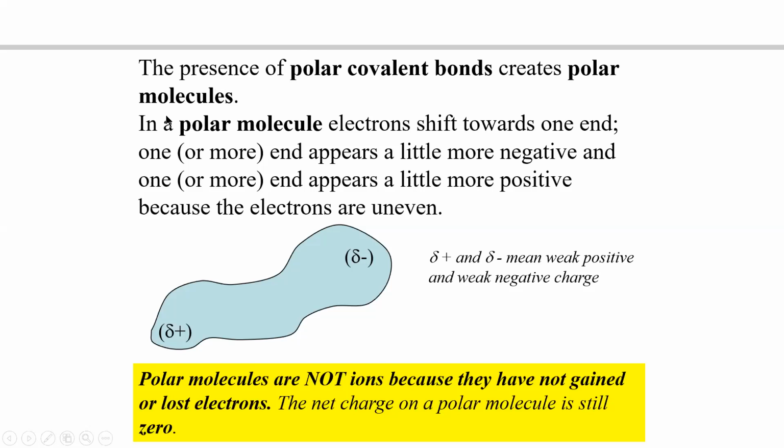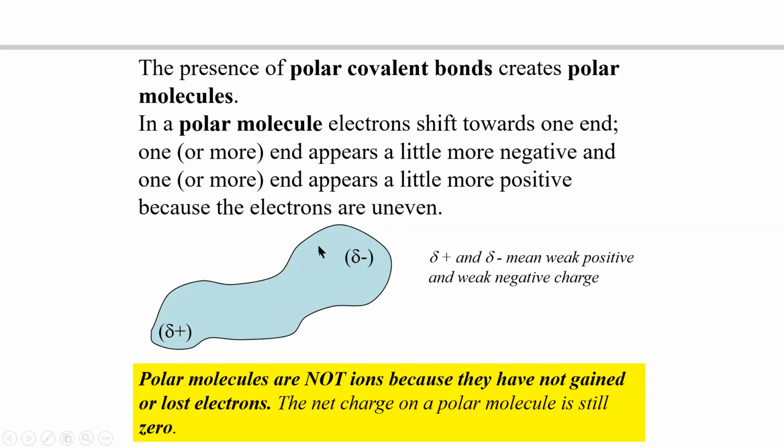So in a polar molecule, the electrons shift to one end of the molecule, or maybe more than one end of the molecule. So I've just drawn a generic lumpy drawing of a polar molecule, because for now I don't really care what the different atoms are. What I care is that the electrons are spending more time orbiting around this end of the molecule than around this end. So the electrons have shifted more down to this end.